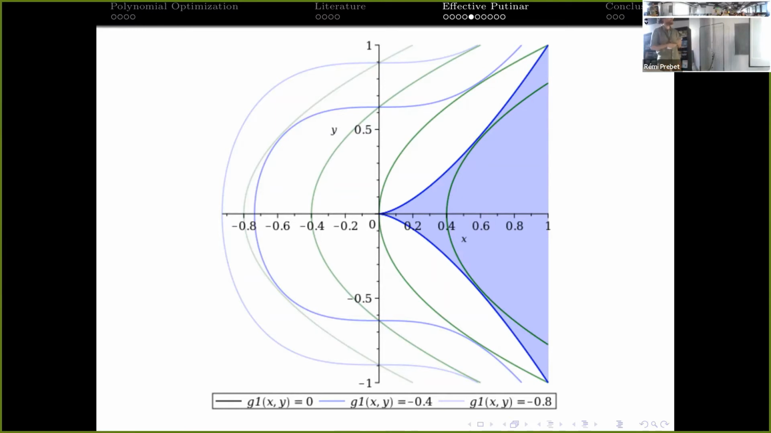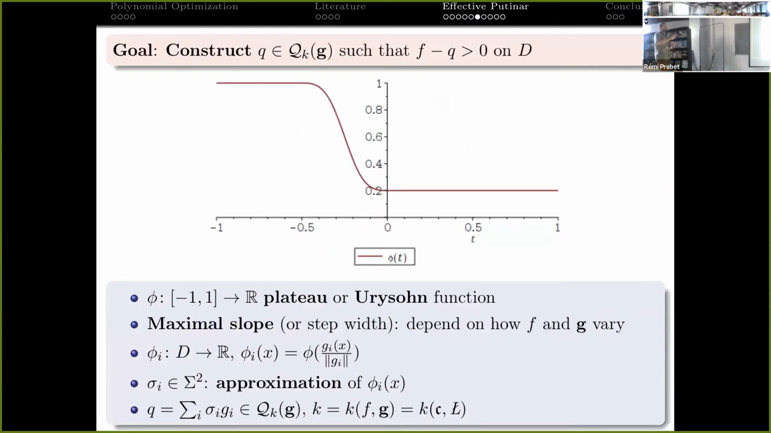We have some estimates for the constant in some regular cases. Okay, now we have all the geometric ingredients. We just want to construct our Q, Q in the quadratic module such that f minus Q is strictly positive on D. And what is the idea? So here we want f minus q, f is already positive, we want q to be small.